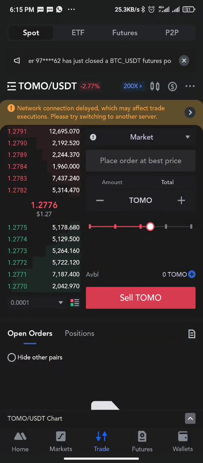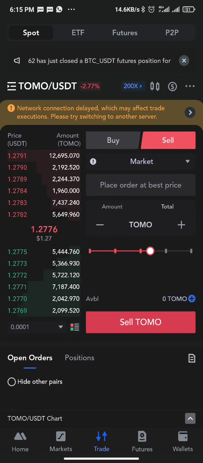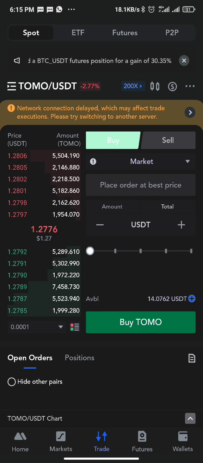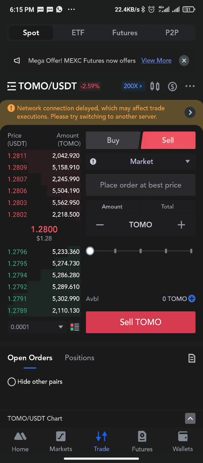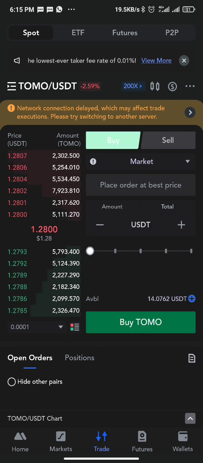So let's get started. Since we are buying. If you are selling, it means you want to get out of the coin. Maybe you already have the coin and you don't want to be in the trade anymore. So you can sell for USDT, sell for Bitcoin, sell for Ethereum. But we are just buying. So since we are buying, we have options to buy.